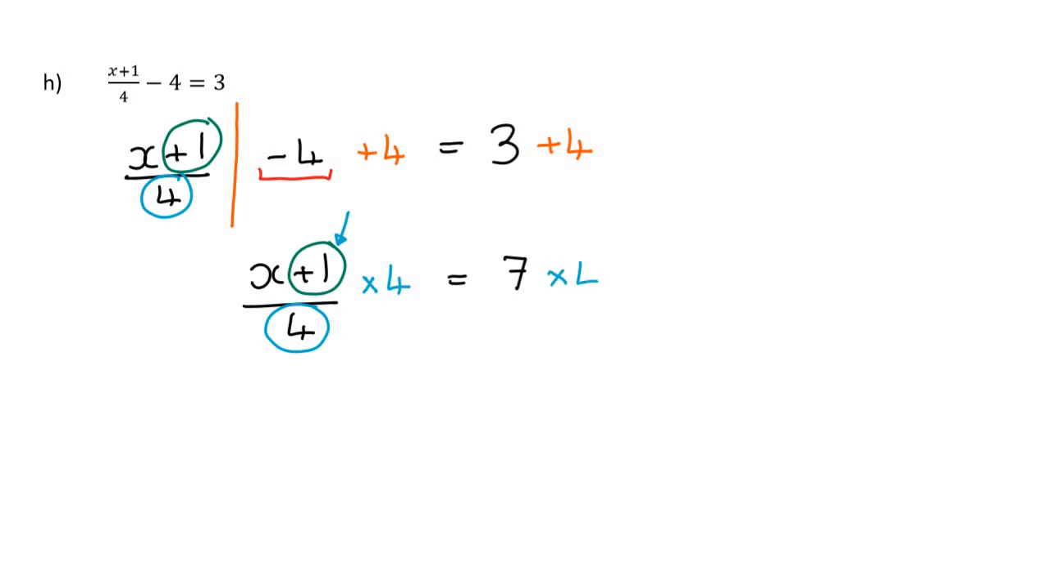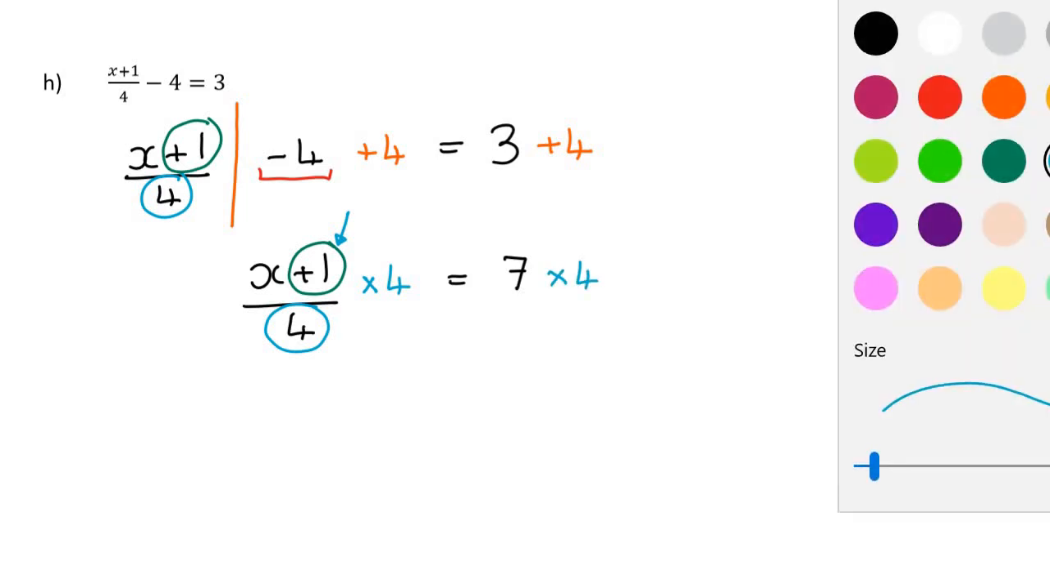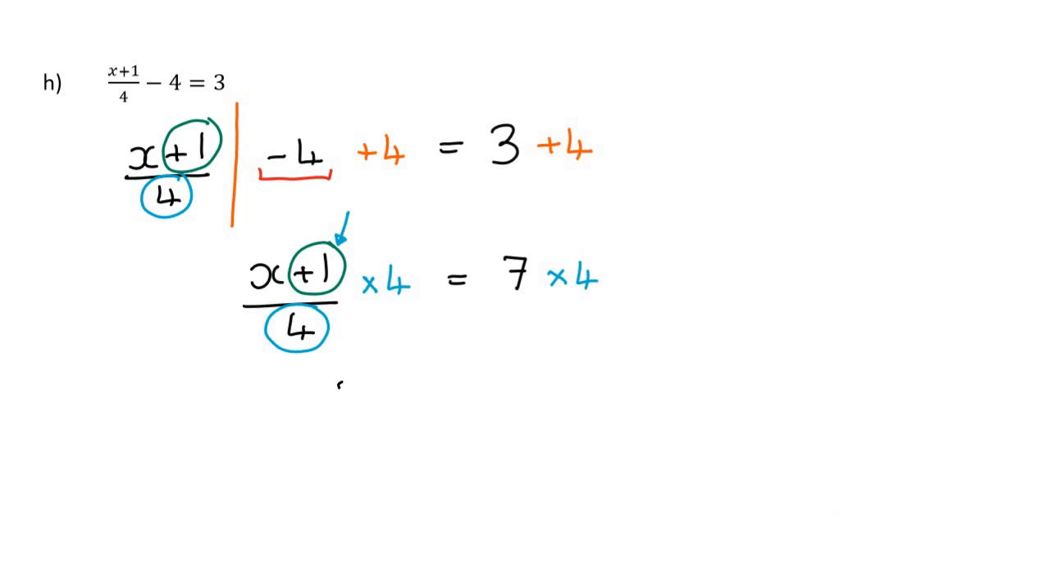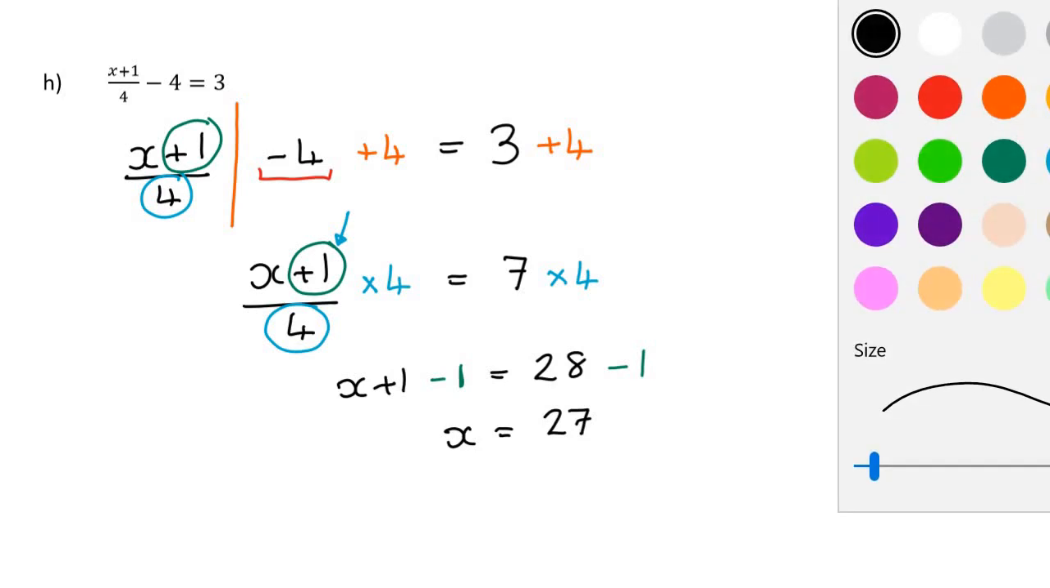So I'm going to multiply by 4 on both sides and get rid of it. Then I'm left with x plus 1, which is 28. And now I can subtract 1 because it's no longer attached to the denominator. It's on its own. So I can subtract it. Now, most people will subtract 1 first. And watch what happens if you subtract 1 first.